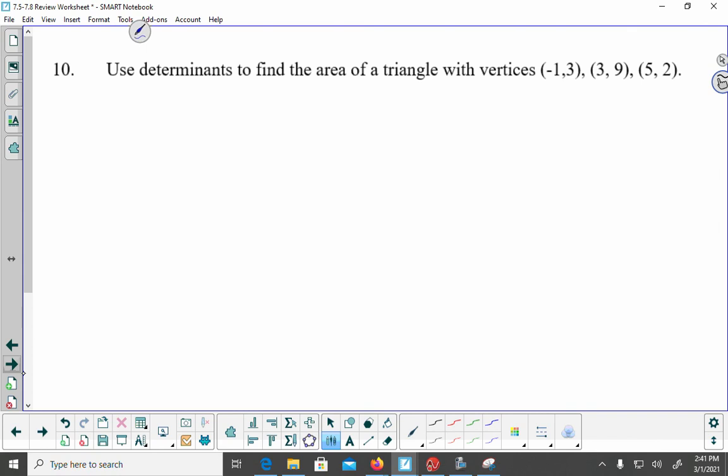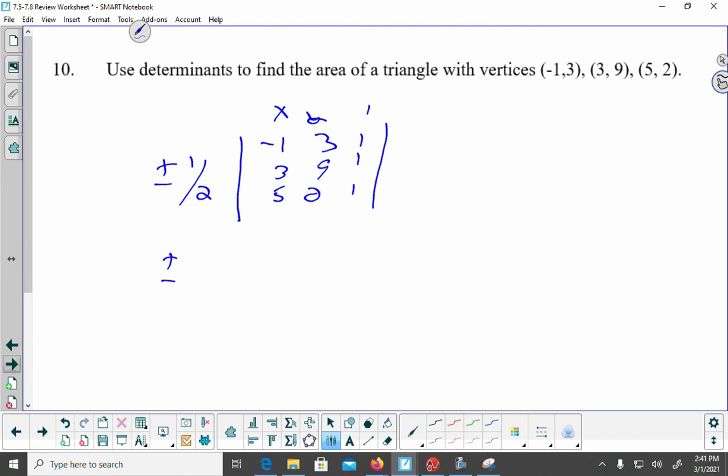Number 10, use determinants to find the area of the triangle. So remember, I do that plus or minus 1/2. I'm going to choose positive or negative, whatever I need to do to make it positive. I'm putting in my ordered pairs. So here's my x's, here's my y's, and then here's my column of ones. Put that in my calculator, and when I do that, I get -40. So 1/2 of 40 is 20. I want to make it positive, so I'm going to say 20 square units. And that's all I have to do for that.